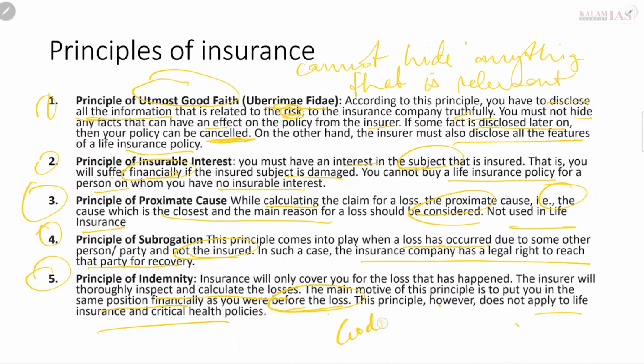My godown was burnt. I had taken a policy of rupees 2 crore for the godown, but the actual loss I suffered was rupees 80 lakhs only. I will be paid rupees 80 lakhs only. I will not be paid rupees 2 crores just because I took a policy for that. I will only be paid back the loss that I have had. The insurance is not gambling. There is no winner takes all approach. You can only have the recovery of what you have lost.